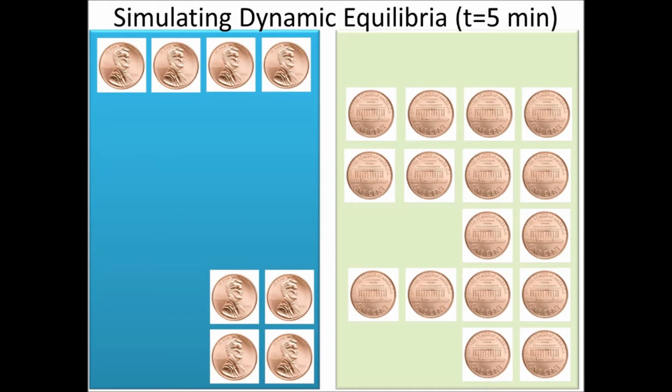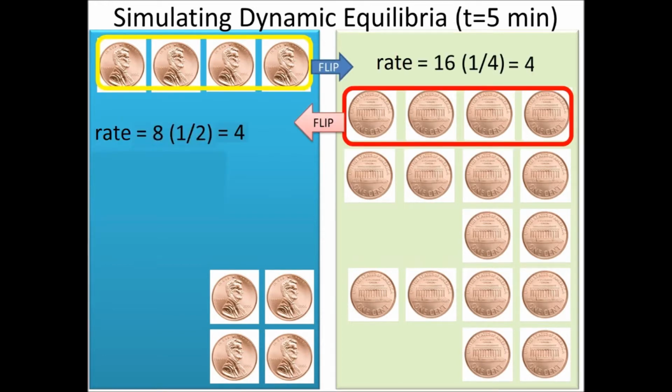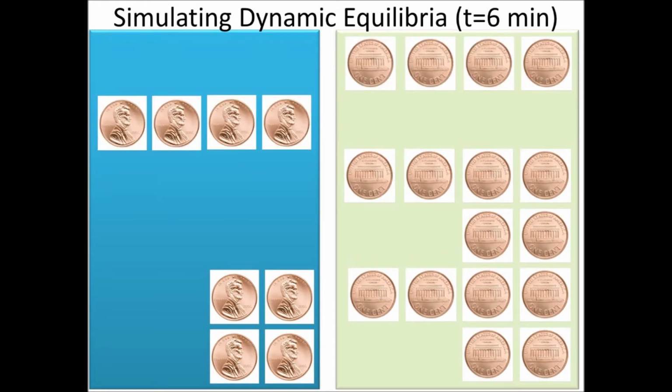We're going to write down that at time interval 5, we have 8 pennies in state A and 16 pennies in state B. And we can collect data for the time point 5. So we're going to do the same thing to see how many pennies need to flip from A to B or B to A, and record that for time interval 6 minutes, we have 8 pennies in state A and 16 pennies in state B.